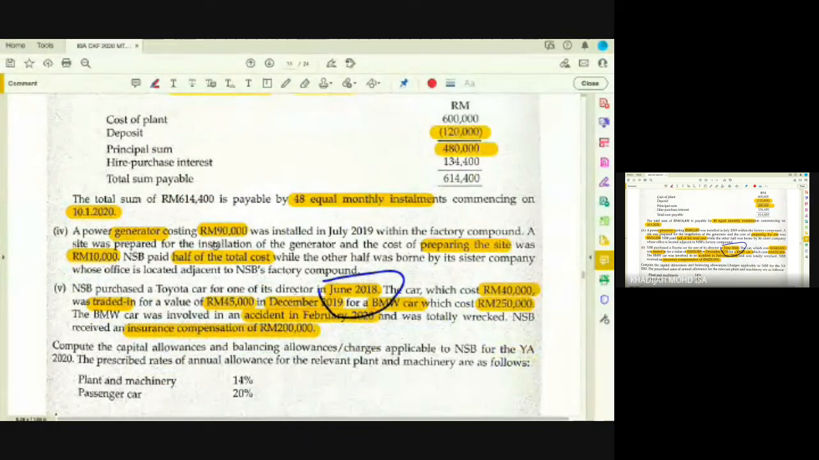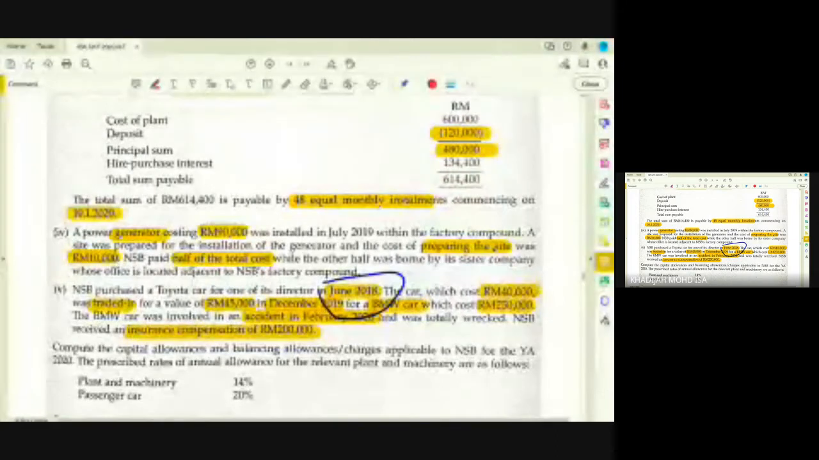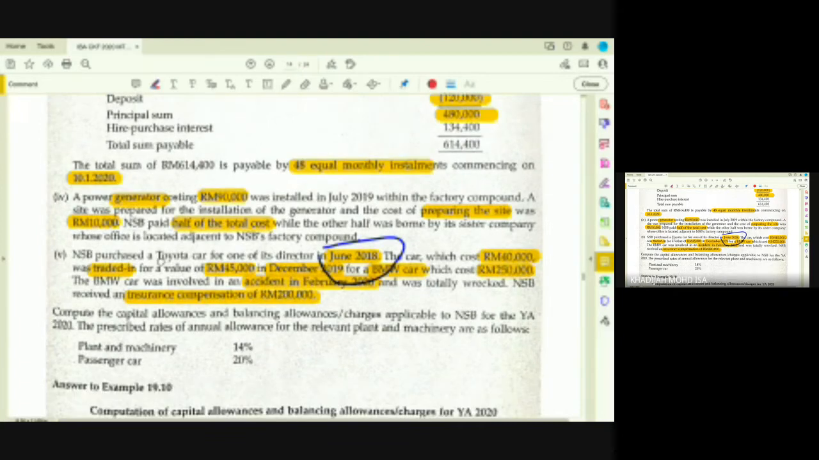Okay, and then you have a generator that costs you 90,000, but then you have preparation of the site that costs you 10,000, so total 100,000. You have to check whether the preparation cost is a qualifying expenditure for the plant and machinery.